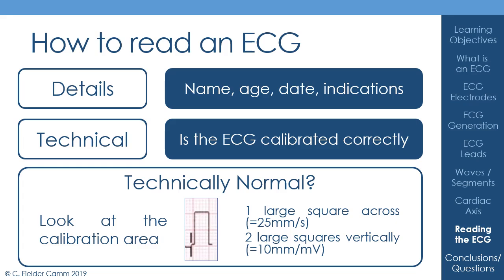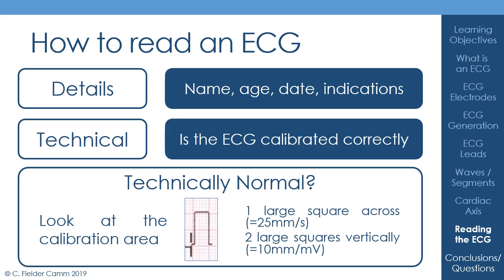What that does is it should cause a 2 large square deflection for that 1 millivolt. Okay, so 10 millimeters per millivolt. And the ECG machine goes at 300 large squares a minute, or 25 millimeters, 5 large squares per second. And so because it does it for 1/5 of a second, that rectangle should be 1 large square wide.